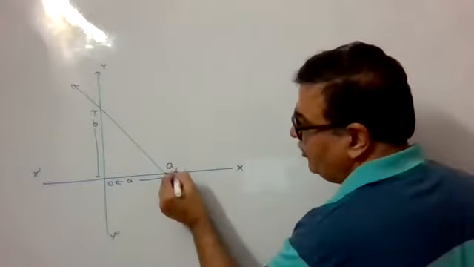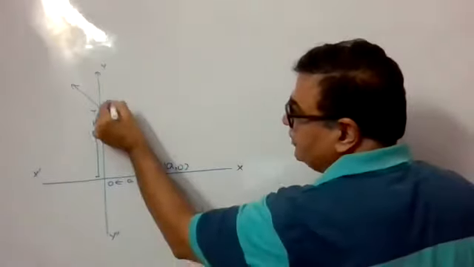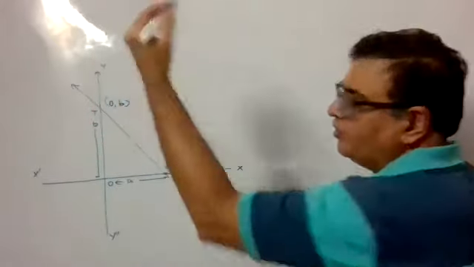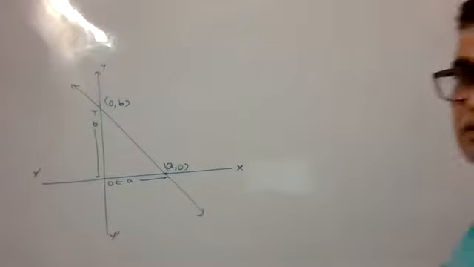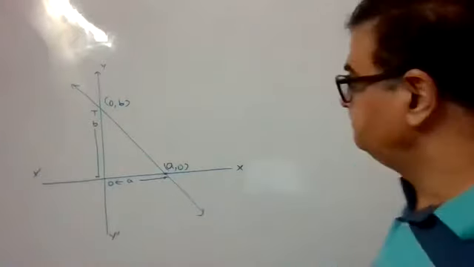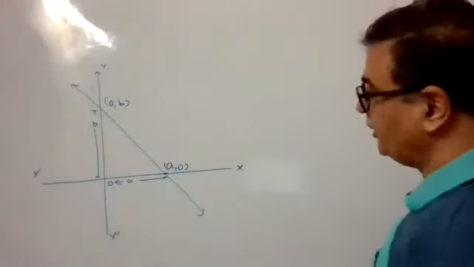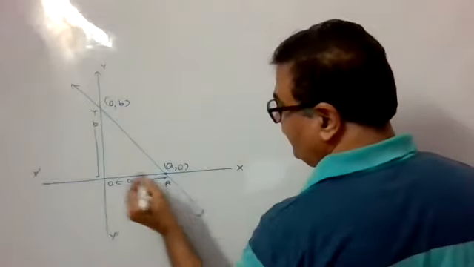For a line, what you need is either a slope and an intercept on the y-axis, or 1 point and slope, or 2 points. Are the 2 points visible to you? Simple question. A comma 0 is this point. This is 0 comma B. Find out the equation of this line. 2 points are already known to you. Find out the equation of line AB.